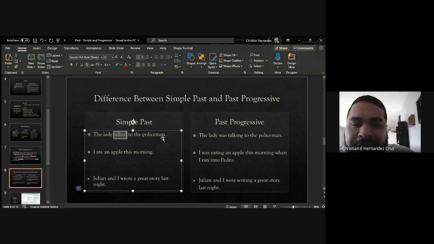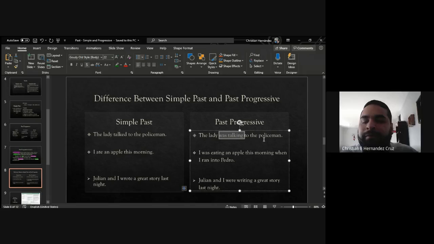The only thing that changes is how we express that verb, because we still have the lady and to the policeman in both sentences. The only thing that changes would be either talked or was talking. So really, you can change sentences from one tense to another, or at least one type of tense to another, just by changing how that verb is written.